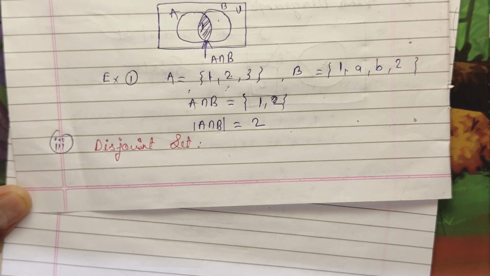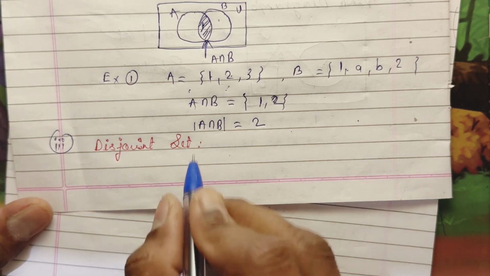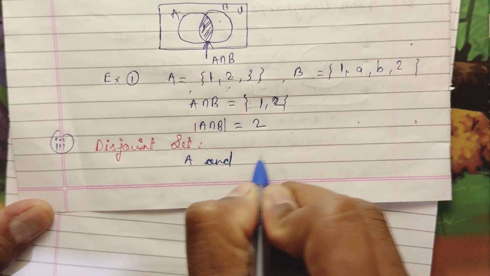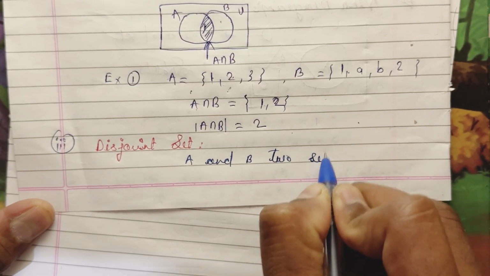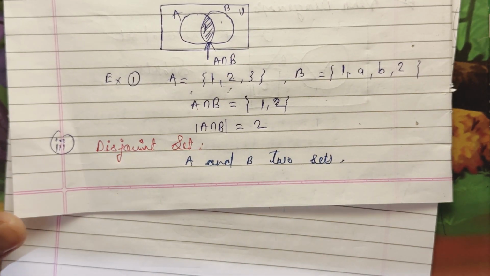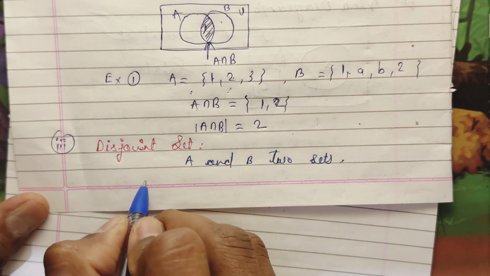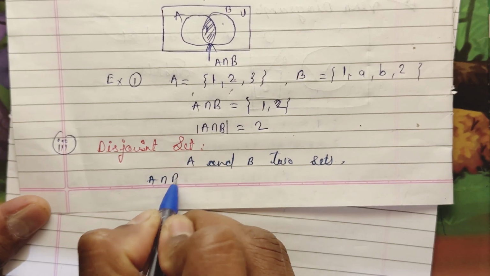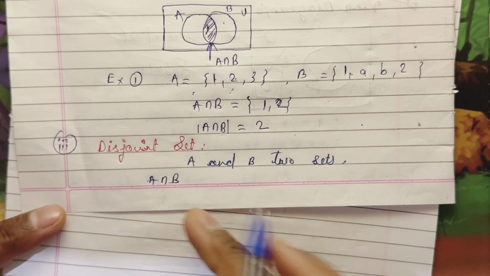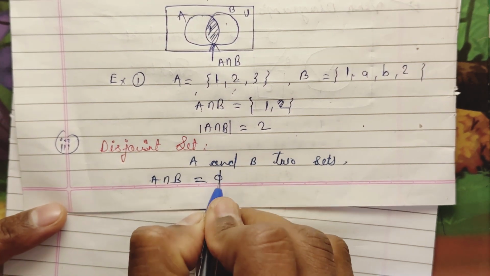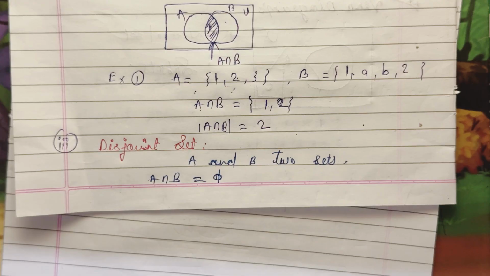So what is the actual meaning of a disjoint set? For a disjoint set, we need at least two sets, minimum two sets. I consider here A and B as two sets. Disjoint set means whenever you take their intersection, A intersection B, the value is only phi. That means we have only phi common between these two sets, and we call it a disjoint set.